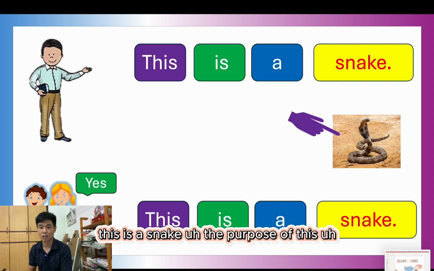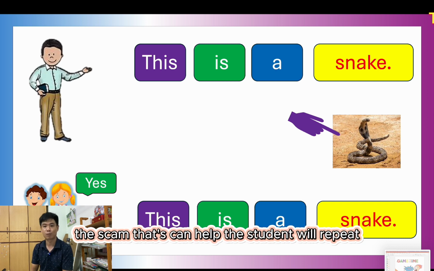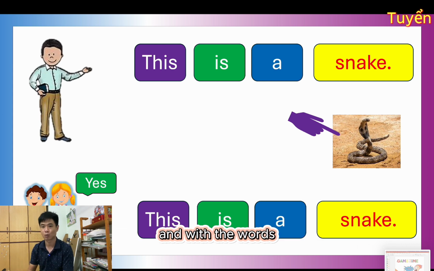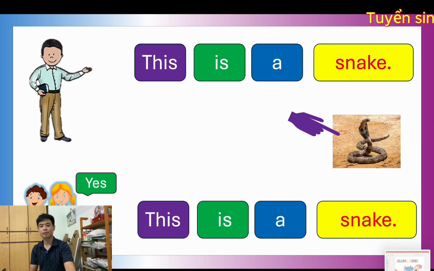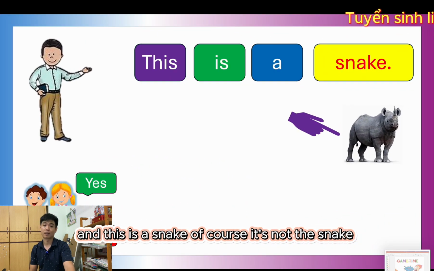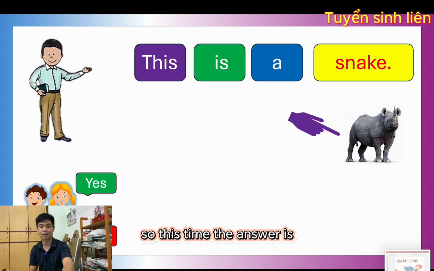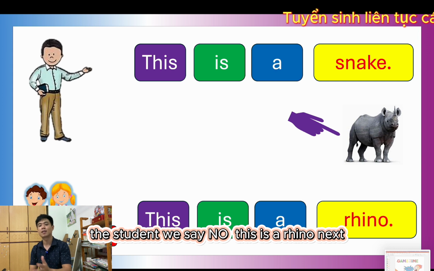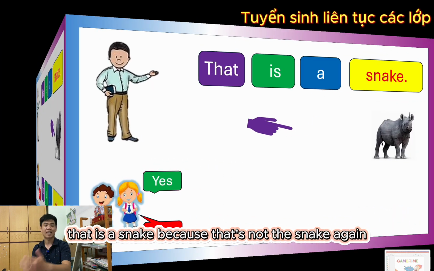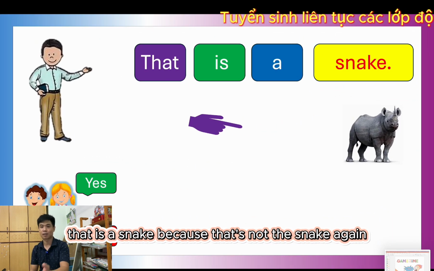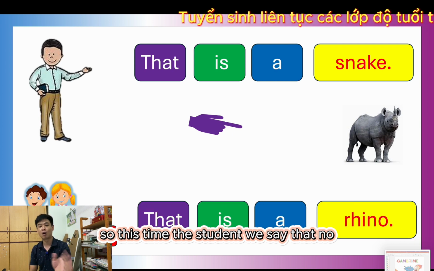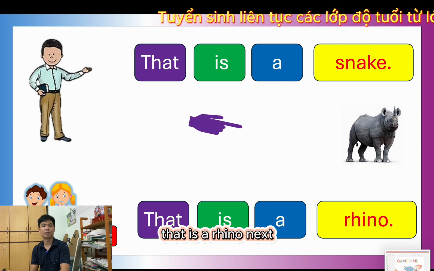The purpose of this game is to help the students repeat and repeat the sentence structure and the words. And next, this is a snake. Of course, it's not a snake, okay? So this time, the student will say, no, this is a rhino. Next, that is a snake. Of course, that's not the snake again. So this time, the student will say, no, that is a rhino.